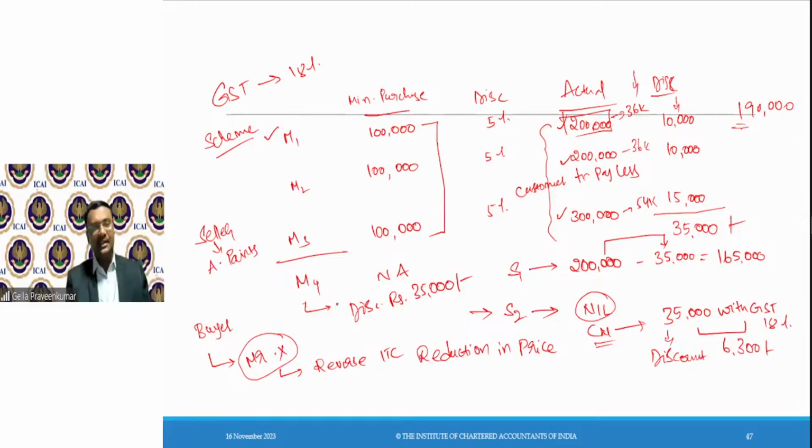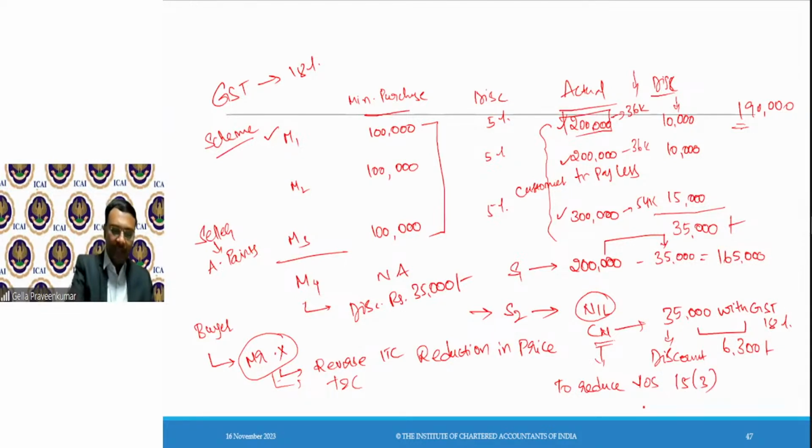Because this customer, Mr. X, satisfied all the terms and conditions, the issuance of a credit note to reduce the value of supply is permissible as per section 15 subsection 3. This is what we need to understand. My valuation provision, read with section 34, which talks about credit notes. I'll see if there are any doubts before we go further.